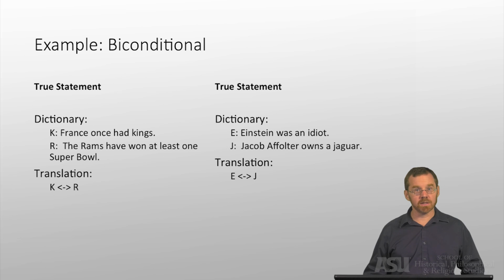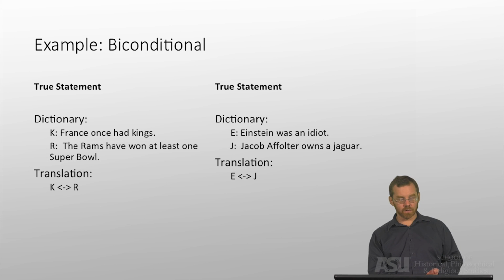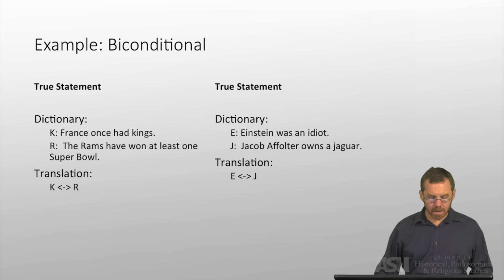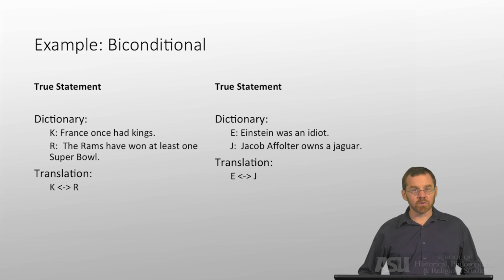But we run into this complication. If we're looking at the biconditional in propositional logic, not the English sentences, the following sentences are true. Dictionary: K, France once had kings. R, the Rams have won at least one Super Bowl. Translation: K biconditional R. Or dictionary: E, Einstein was an idiot. J, Jacob Affolter owns a Jaguar. Translation: E biconditional J. Now, these are actually both true.